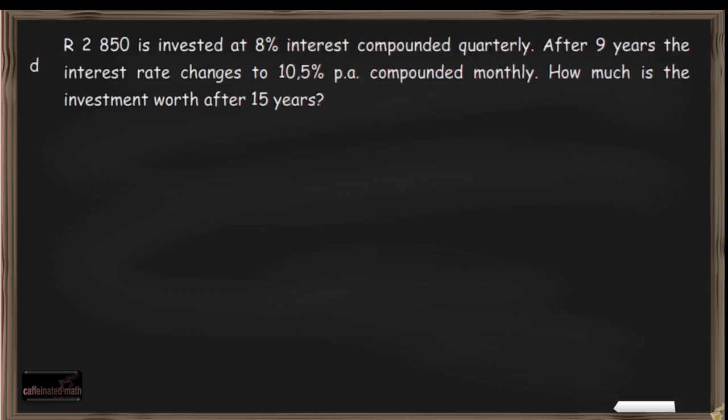Now, the final one asks us about an investment. Now, final financial question. Well, 2,850 Rand is invested at 8% interest compounded quarterly. After 9 years, the interest rate changes to 10.5% per annum, compounded monthly. How much is the investment worth after 15 years? Well, this is where we talk about something called a timeline. So let's see if I can get a line shape going over here.